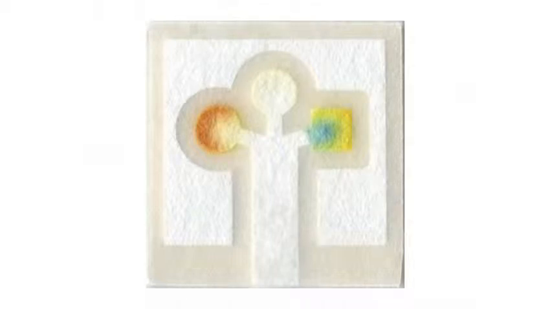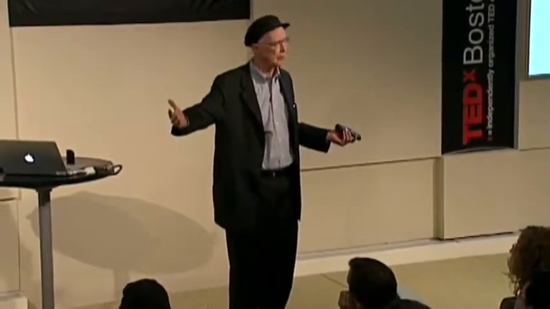It's made of paper, and paper, of course, wicks fluid. As you know, if you drop wine on the tablecloth, the wine wicks all over everything. Put it on your shirt, it ruins the shirt. That's what a hydrophilic surface does.